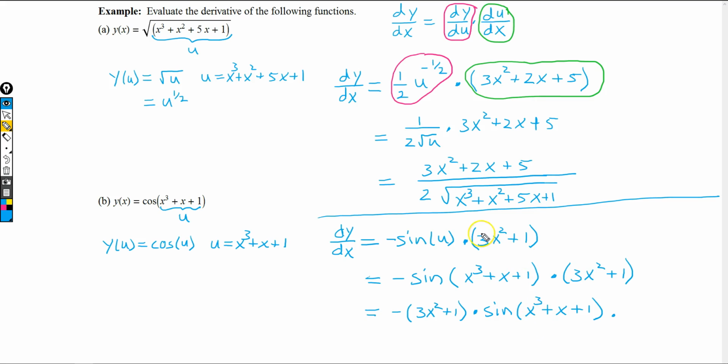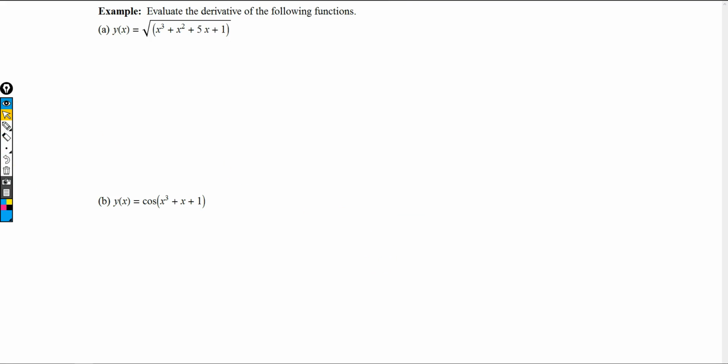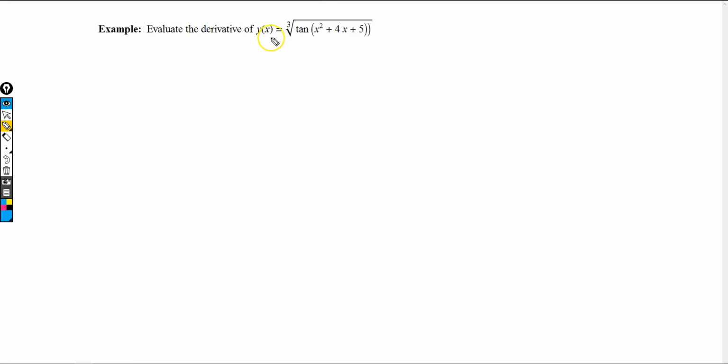Now let's take a look at a little more complicated example. So here we want to take the derivative of this function. Now this function is a little more complicated because we're going to have to use the chain rule twice. Because if you notice here, we would have to write this as the composition of 3 separate functions. So that tells us we're going to have to use the chain rule twice.